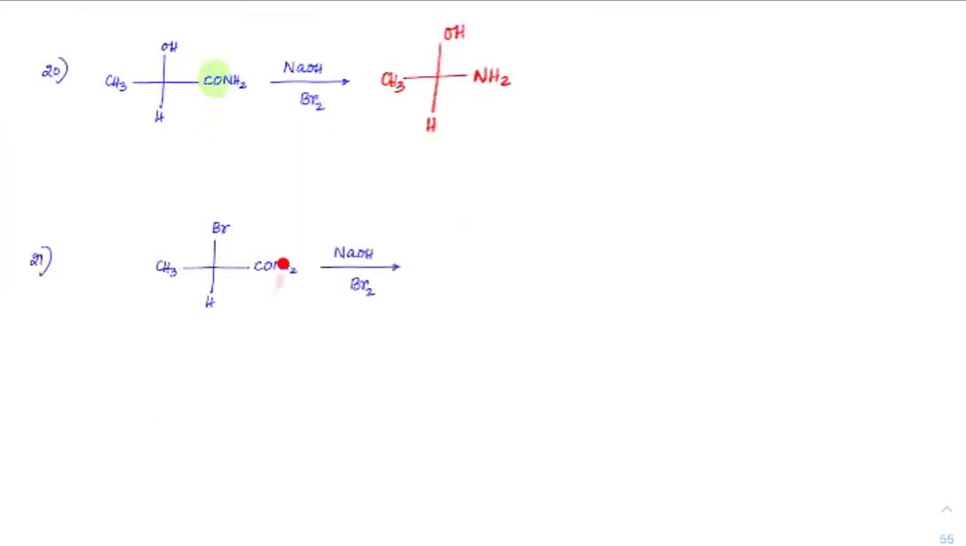Next, you see in this Hofmann bromamide degradation. Here first you will do NH2 the way it is. We get Br, CH3, H. Okay. Then in the presence of OH minus, you know that Br can be replaced here. So Br will be replaced. Got it?